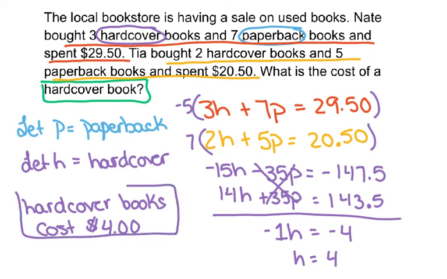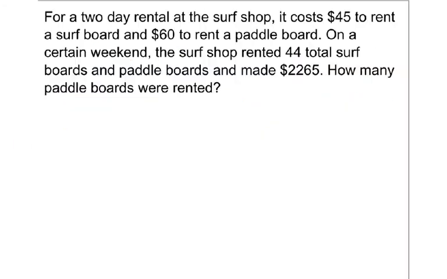Again, we want to make sure we're truly answering that question. Sometimes you might have to find the cost of both. When that happens, you will need to take the answer and plug it back in for the other variable, just like when we've solved them in the past. Let's take a look at one more example.